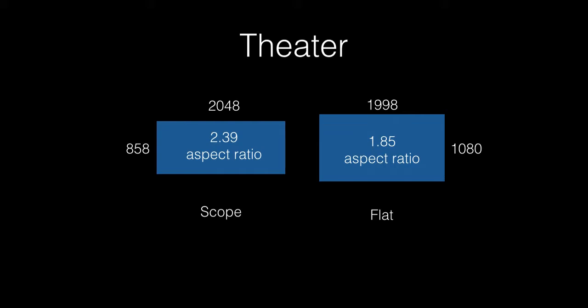In a digital theatrical distribution package, it is sent as 2048 pixels by 858 pixels for a 2K package. Sometimes the movie is sent in a 4K package. Everything doubles, so it's 4096 by 1716 pixels. Flat has an aspect ratio of 185. It's sent as 1998 by 1080 pixels for a 2K package or 3996 by 2160 for a 4K package. I'm only going to use the 2K numbers for the rest of this presentation. If you want the 4K numbers, just double everything.